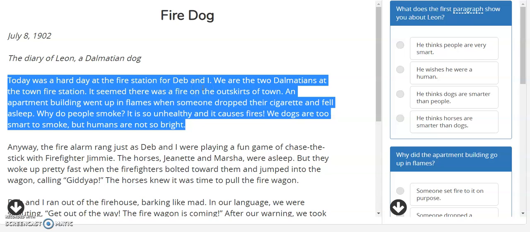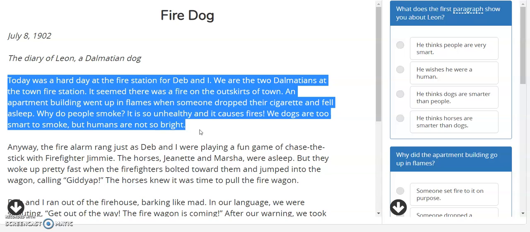So let's reread it. Today was a hard day at the fire station for Deb and I. We are the two Dalmatians at the town fire station. It seemed there was a fire on the outskirts of town. An apartment building went up in flames when somebody dropped their cigarette and fell asleep. Why do people smoke? It is so unhealthy and it causes fires. We dogs are too smart to smoke, but humans are not so bright.